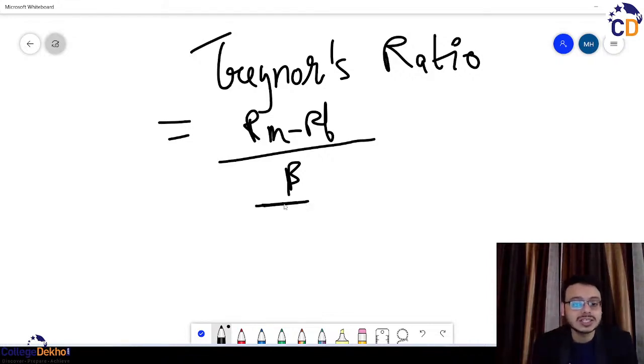So in this case, we're just taking into consideration the systematic risk of the market, or the non-diversifiable risk, or the market risk. But in case of what?